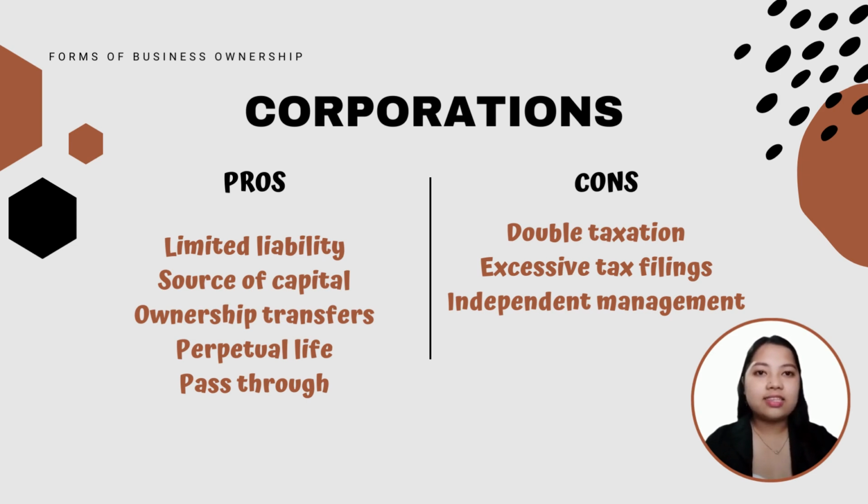Second is the excessive tax filings. Depending on the kind of corporation, the various types of income and other taxes that must be paid can require a substantial amount of paperwork. The exception to this scenario is the S corporation, as noted earlier, that it has a pass-through tax treatment. Lastly is the independent management. If there are many investors having no clear majority interest, the management team of a corporation can operate the business without any real oversight from the owners.